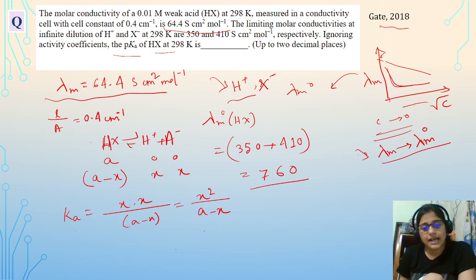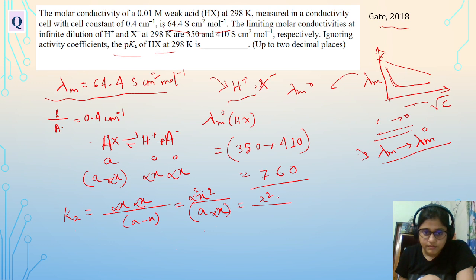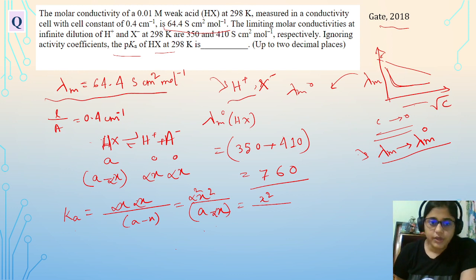So this X is actually written as alpha X. Alpha is the activity coefficient. Alpha X, alpha square X square. Just a little bit confused. Yes, I have done it correctly actually, just a little bit of changes.